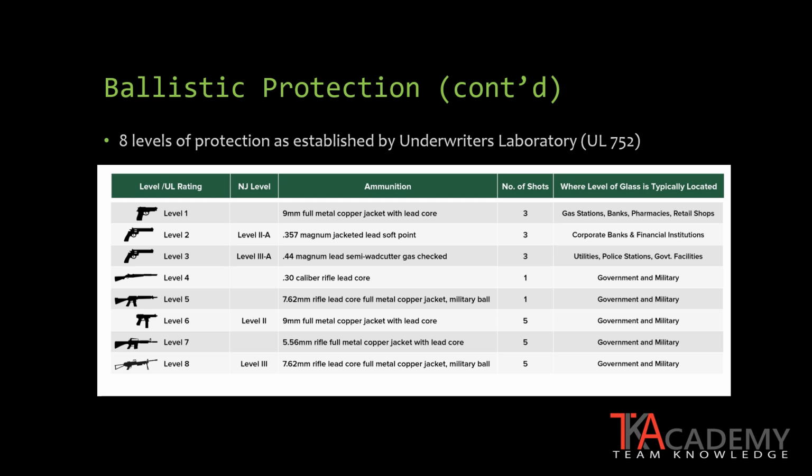material. The first 3 levels, 1 through 3, are more commonly encountered in the private sector and are applicable to building types such as gas stations, banks, and police stations. The remaining levels, levels 4 through 8, are considered government or military grade. The number of shots that are fired at the test material can range anywhere from a single shot up to 5 different shots fired during a single test.